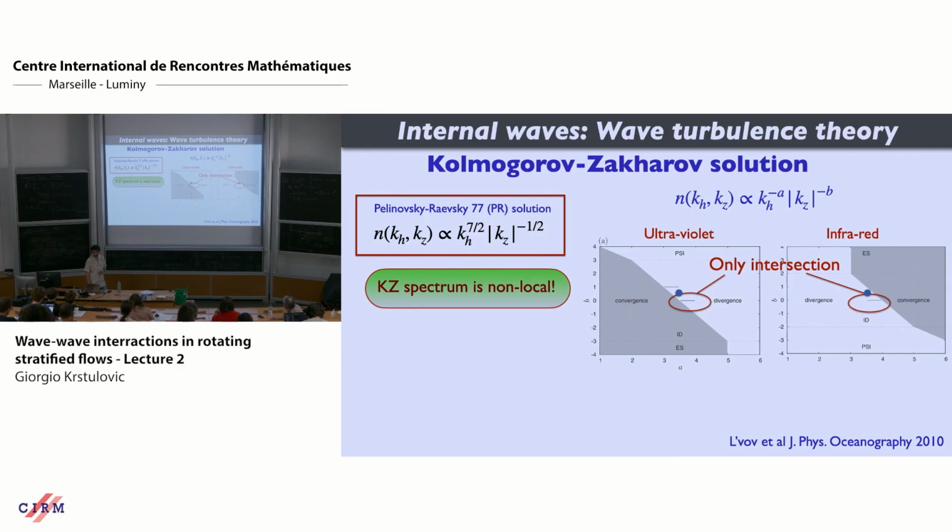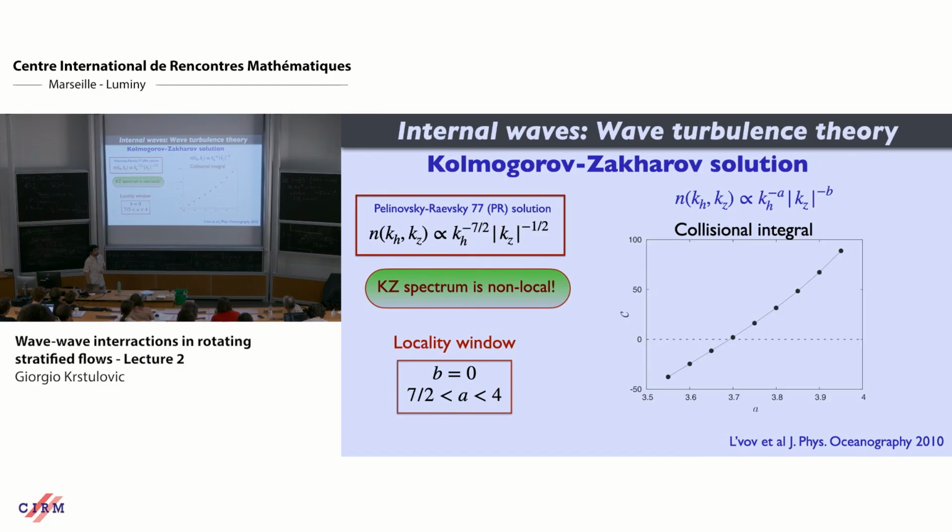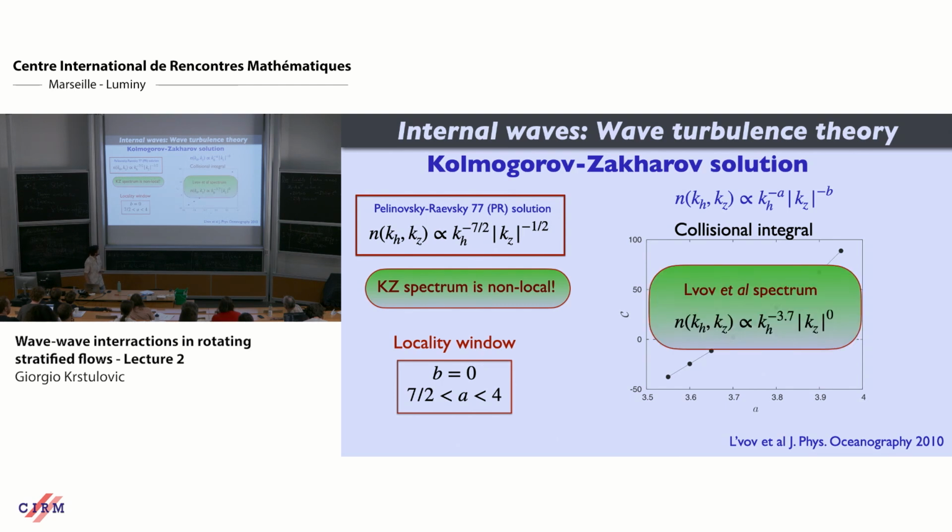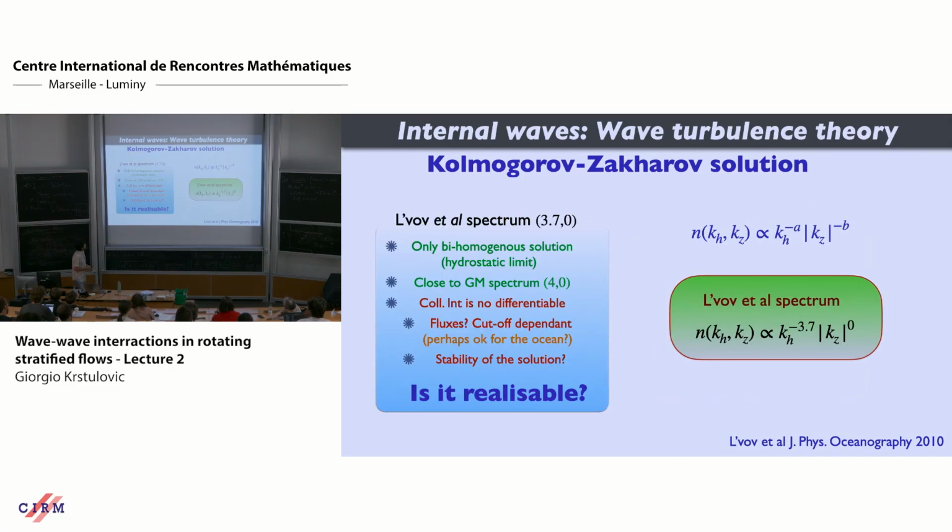Well, they say let's stand on this line, which is B equal to 0 and A between these bounds, and they look numerically if the collisional integral vanishes for some value of A, and it does, at this specific value, 3 point something. This is probably one of the only solutions which is at least mathematically valid in some sense for the internal wave kinetic equation. But it has a lot of issues. In some sense, it's the only bihomogeneous solution that is possible for internal waves. It's close to the Garrett-Monk spectrum, which is the spectrum that people should look at.